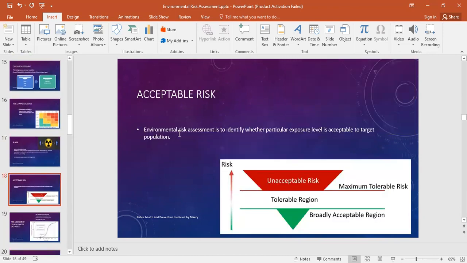Acceptable risk. Environmental risk assessment is to identify whether a particular exposure level is acceptable to a target population. These are the ranges where you accept the risk, the broadly acceptable region. Then this is the tolerable region, where you tolerate any risk. But in the end, there is a zone in which the risk is unacceptable, and this is the maximum tolerable risk.